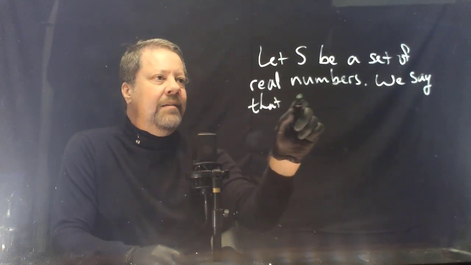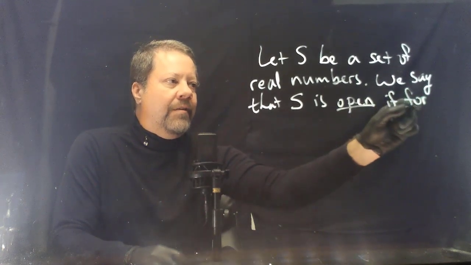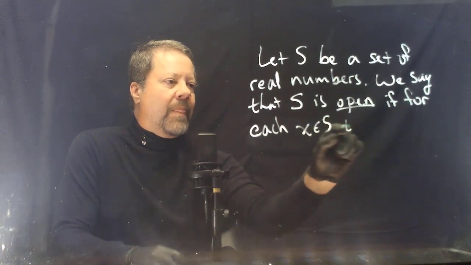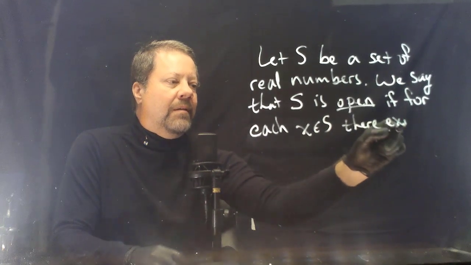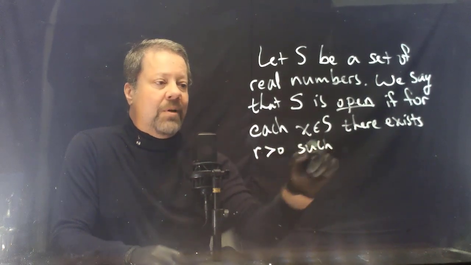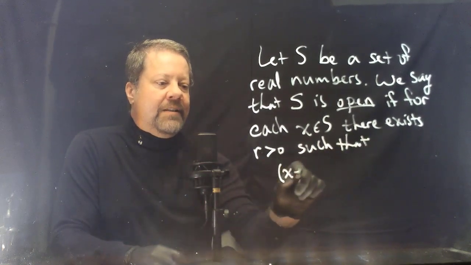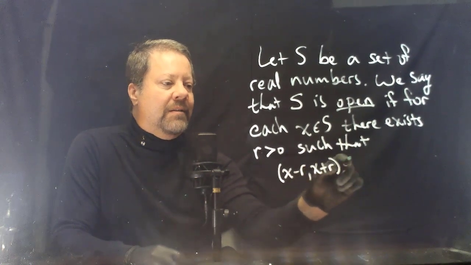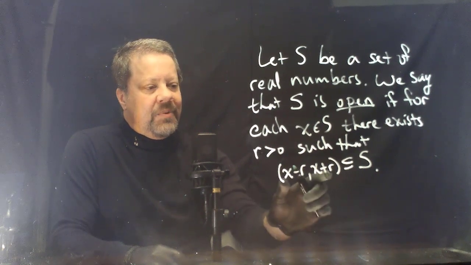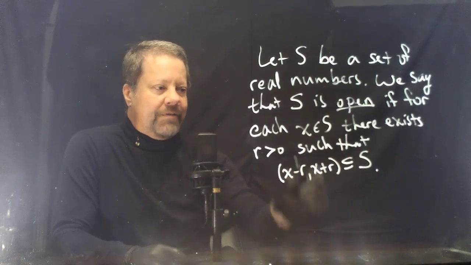We say that S is open if for each x within S there exists an r greater than 0. It may be quite small, but there will exist such an r such that the interval x minus r to x plus r will be a subset of the set S. So we have a little open interval around each point in the set, and that open interval lies entirely within the set S.